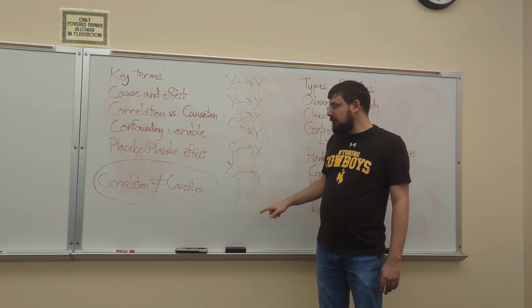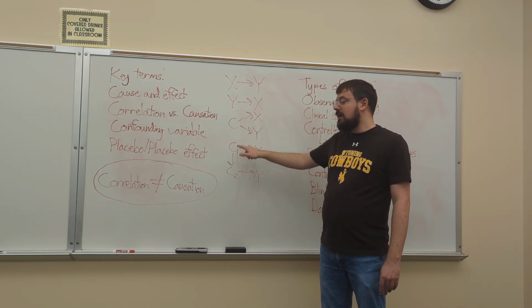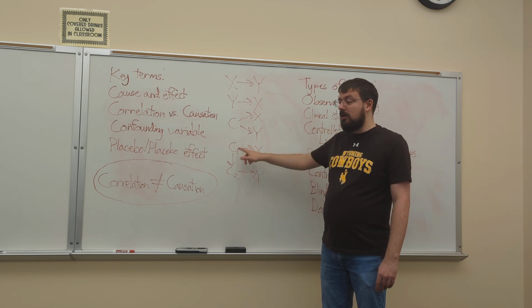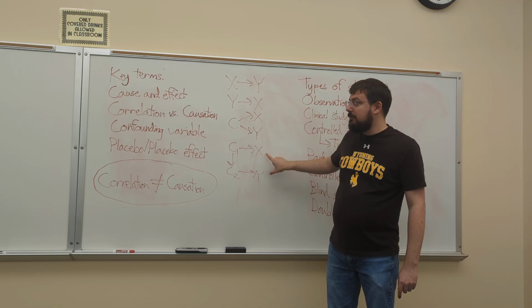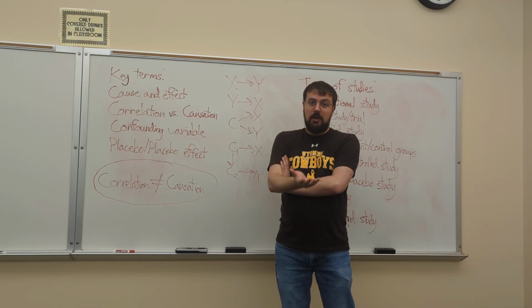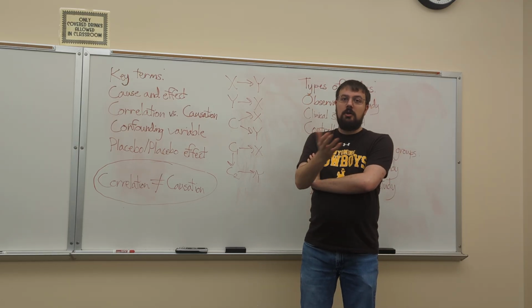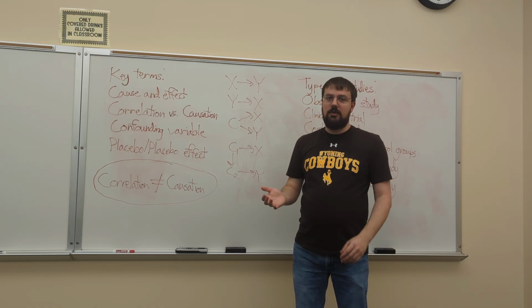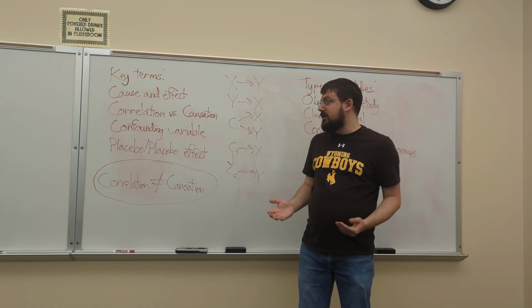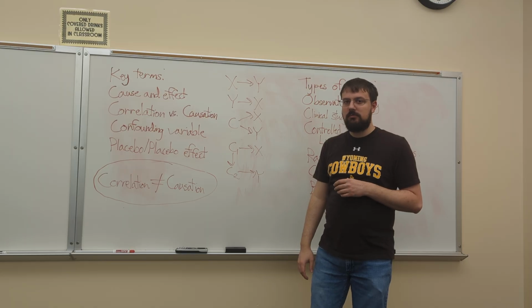Or we could have two other causes, C1 and C2, that are correlated with each other, or one causes the other. And those are the things that cause X and Y. So if there's a correlation between two things, it could mean a causation, but it could also mean quite a few other things. So correlation, not the same thing as causation.